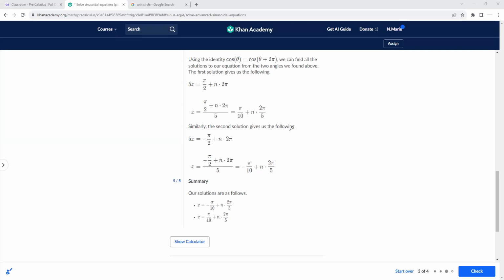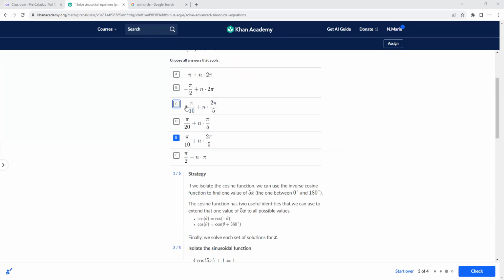Similarly, the second solution gives us the following: negative pi over 2. So you remember, on the unit circle, we can go counterclockwise or clockwise. So if we go clockwise, it's negative pi over 2. And so that's why the answer is just the opposite of this one.